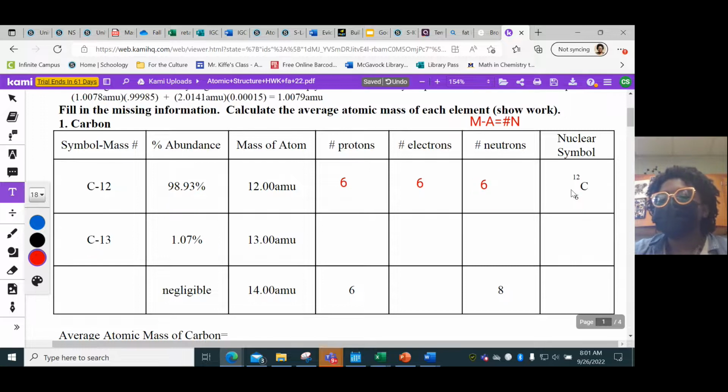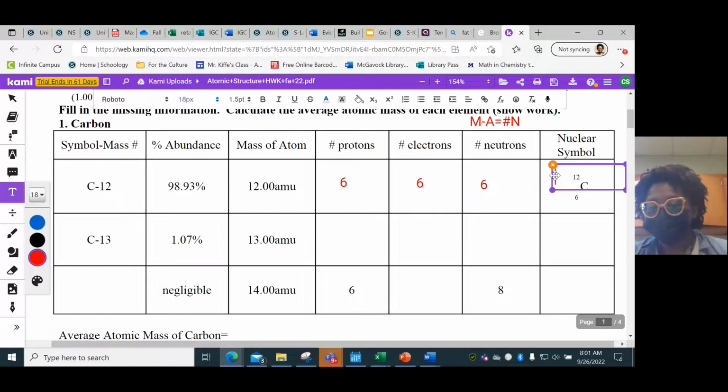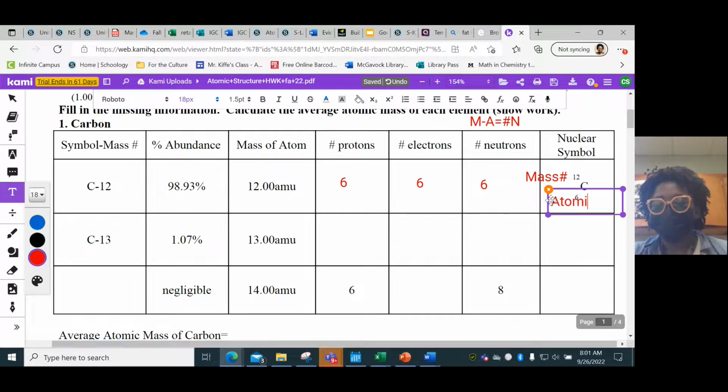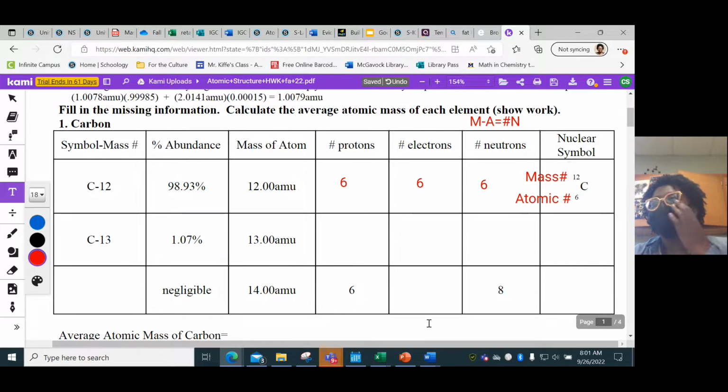Wow. Our nuclear symbol is the mass number, the symbol, and the atomic number. If you need to write a note over here, do so. Mass number is on top. Atomic number is on bottom, and then you have the symbol right there. Questions?